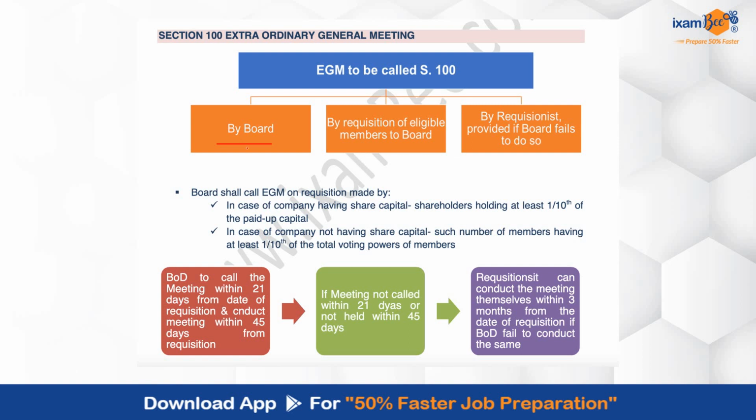अब EGM के लिए जो requisition दिया जाएगा, that can be given by the members who are actually holding 1/10 of the paid up capital. So in case of the company which is having share capital, those who are holding 1/10 of the paid up capital, and if the company is not having share capital, उस केस में members जिनके पास 1/10 of the total voting powers है, they have the right that they can go ahead and make a requisition to the company.